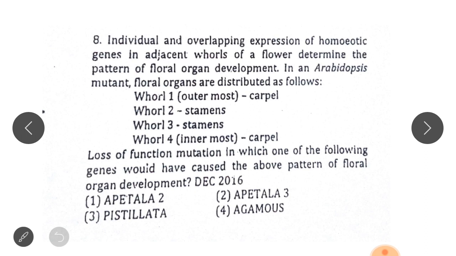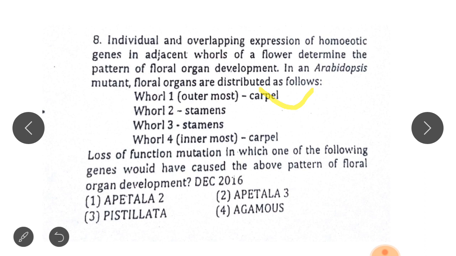Individual and overlapping expression of homeotic genes in adjacent whorls of a flower determine the pattern of floral organ development. In an Arabidopsis mutant, floral organs are distributed as follows. So this is the mutation case: carpel, stamen, stamen, carpel. So here class C is expressed first, meaning class A is mutated.